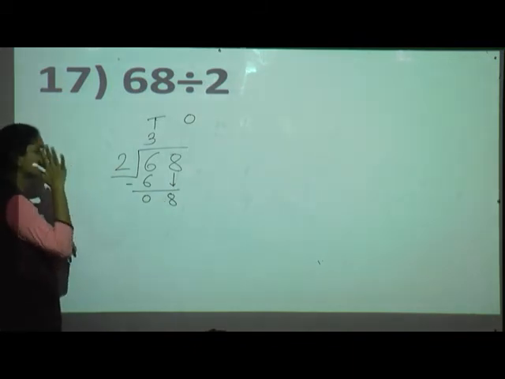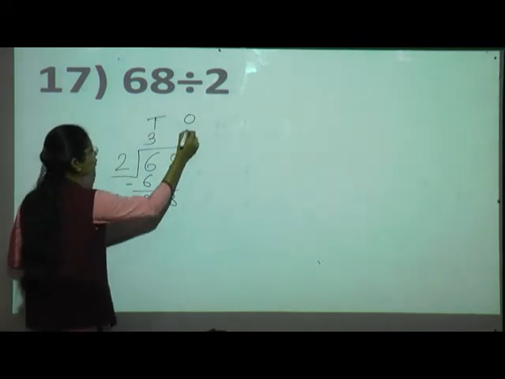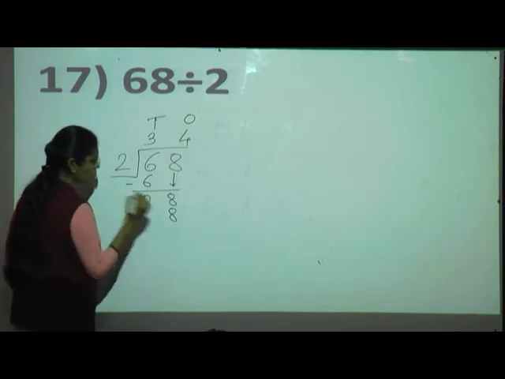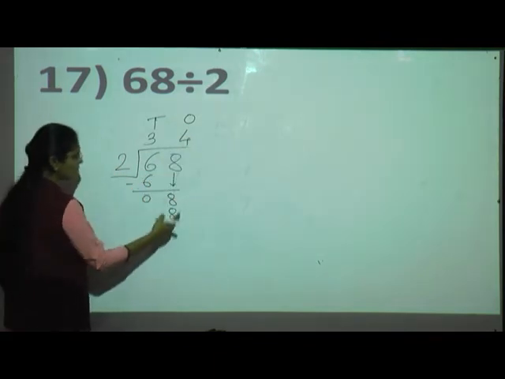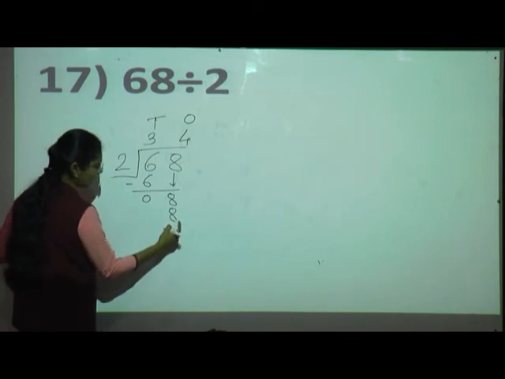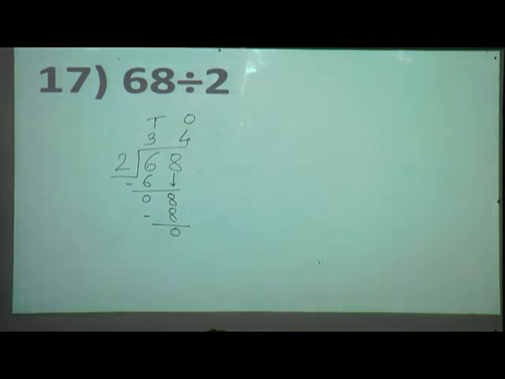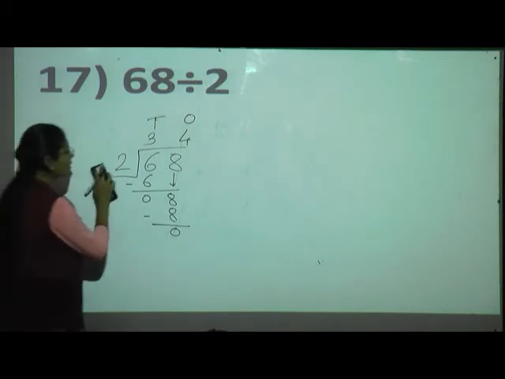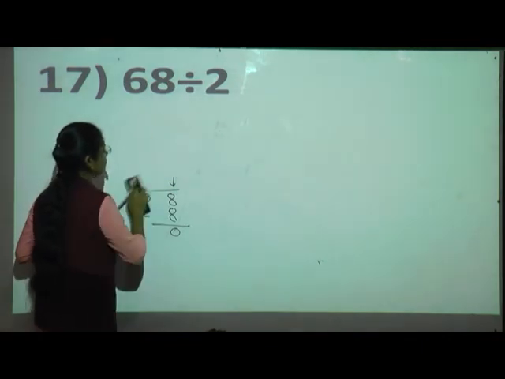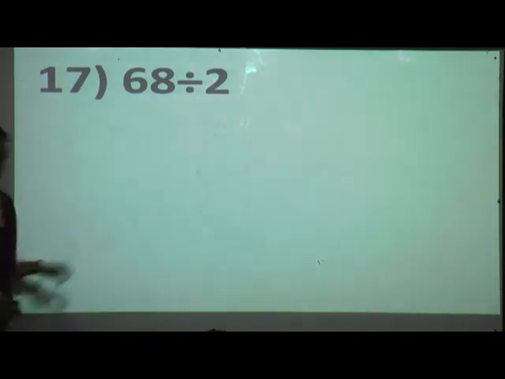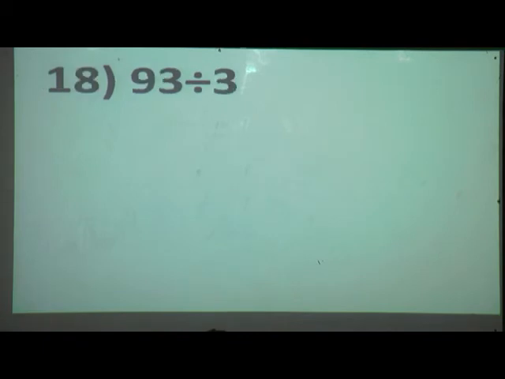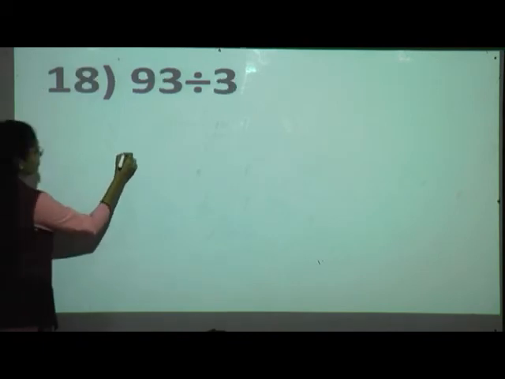Okay, now in 8 how many 2's are there? In 8 there are 4 2's. Okay, so 2 4's are 8. You have to say the tables. 2 4's are 8. Then 8 minus 8, 0. Understood? So 68 divided by 2 is equal to 34. So here finally you have to write answer. Next, 93 divided by 3.